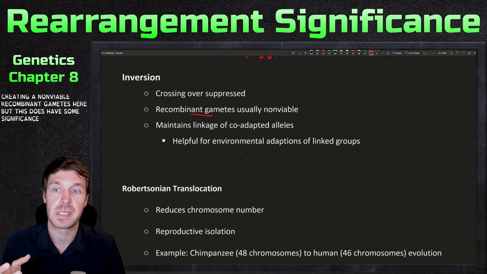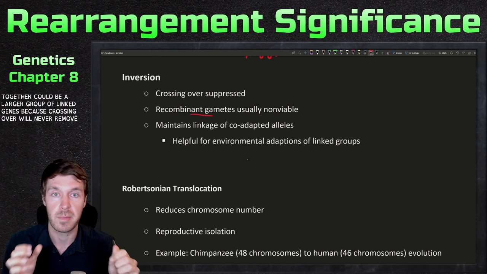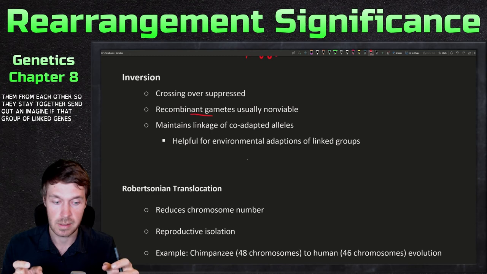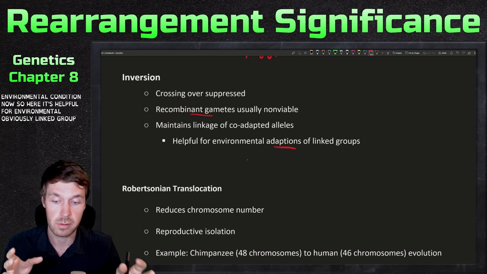It's always going to keep a certain sequence of genes together. It could be a larger group of linked genes, because crossing over will never remove them from each other. So they stay together. Now imagine if that group of linked genes in that gene sequence was able to become more adapted to an environmental condition. So here it's helpful for environmental adaptations of these linked groups. These linked groups now stay together and ensure the survival of that species.